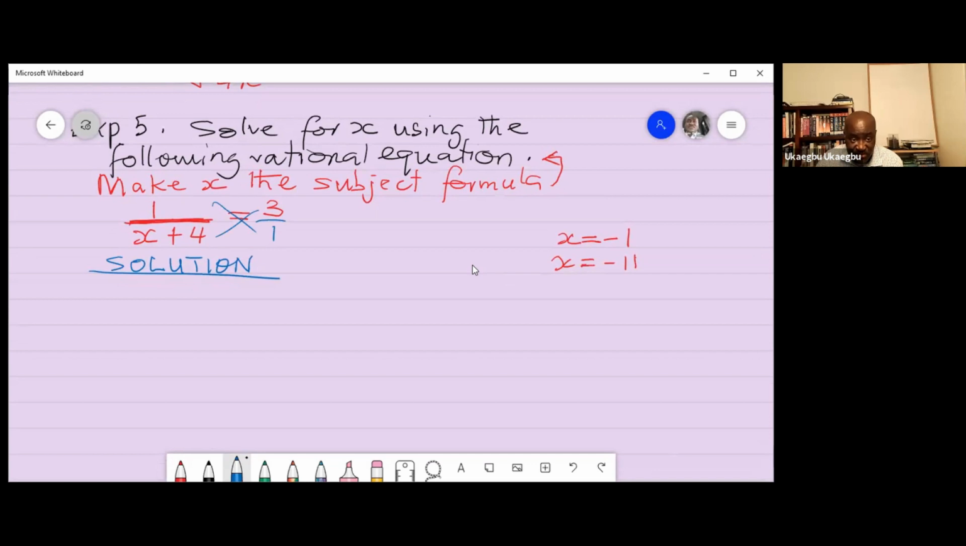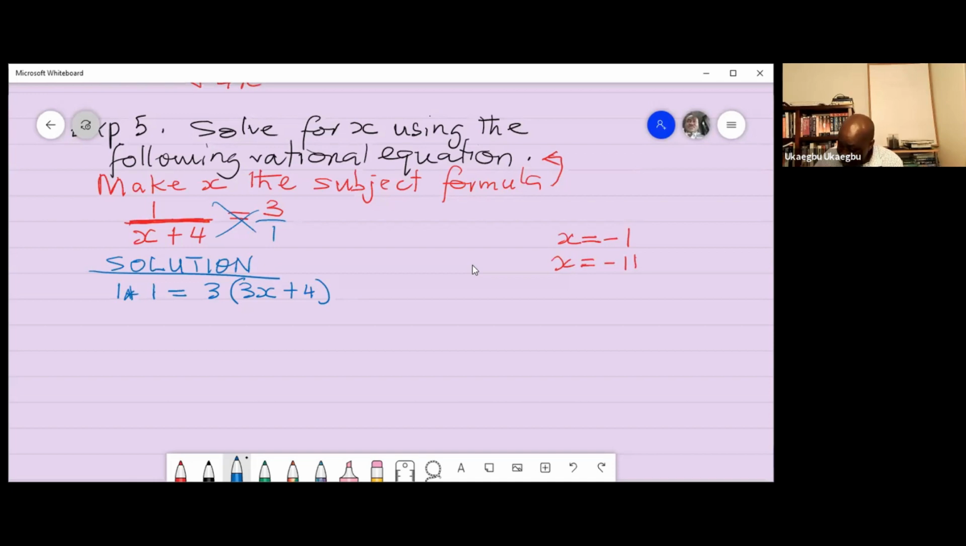Who did cross multiply? When you do, you are going to have 1 multiplied by 1 equal to 3 multiplied by 3x plus 4. Did anybody do cross multiply? You see, nobody did cross multiply. What you did could have been correct, but let's use cross multiply to see.